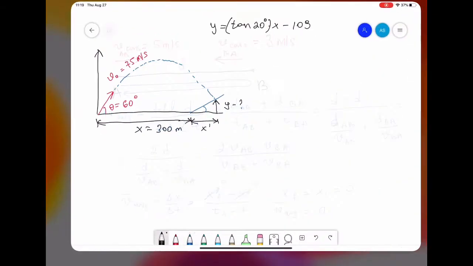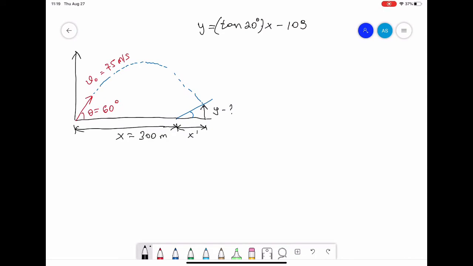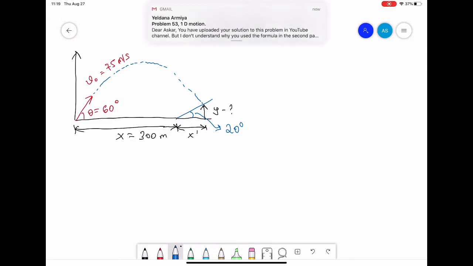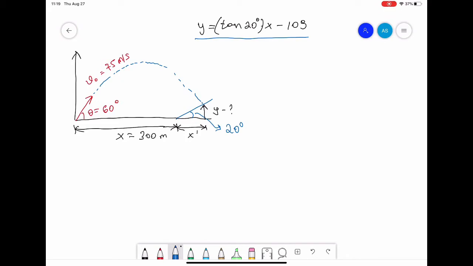Okay, so basically it looks like this. X is 300 meters, the initial velocity and theta are given. We also have the angle which is 20 degrees. Now the linear equation of the straight line is given in the form y is equal to tangent 20 degrees multiplied by x minus 109. As you can see here, if you take this whole distance, let's call it x total, which is x plus x dash.